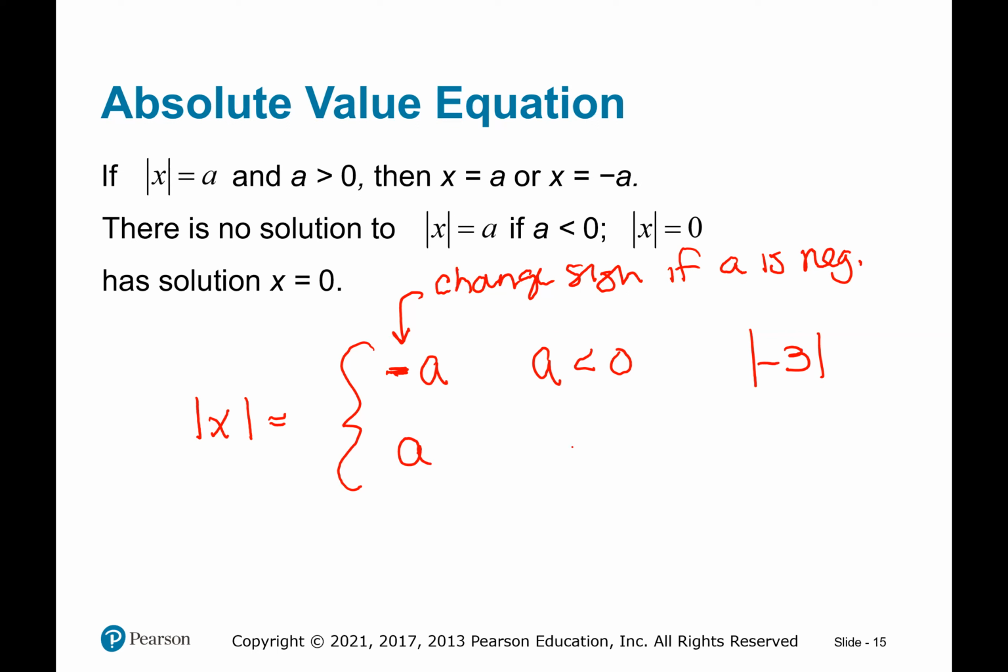Okay, but if A is 0 or positive, how do you take the absolute value? You just take the number. So the absolute value of 4 is just 4. So if you take the absolute value of a negative, you change its sign. If you take the absolute value of a positive, you just take the absolute value bars and go on. Okay, and so we use this definition to solve absolute value equations.